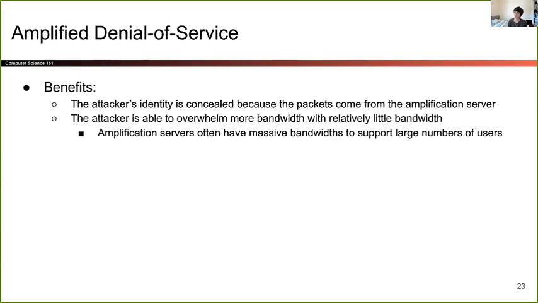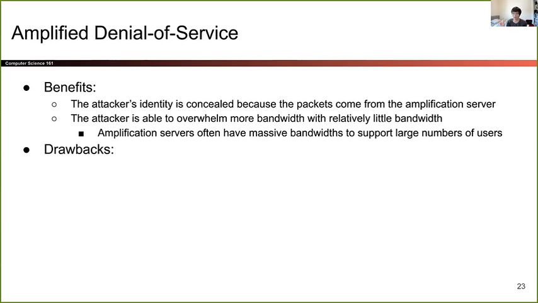These amplification servers are often going to have massive bandwidths because they have to serve millions of users. If you imagine the popular DNS servers, they need to serve literally people asking around the world, hey, what's the address of XYZ? So the bandwidths of the amplification servers themselves are usually not a problem.